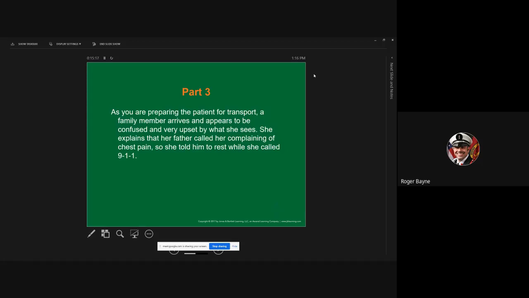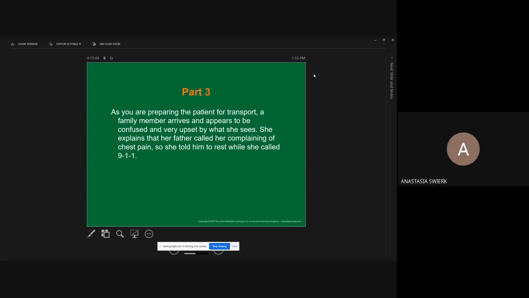All right, as you are preparing the patient for transport, a family member arrives and appears to be confused and very upset at what she sees. She explains that her father called for complaining of chest pain. She told him to rest while she called 911. So what's important about this? What's important about the daughter?